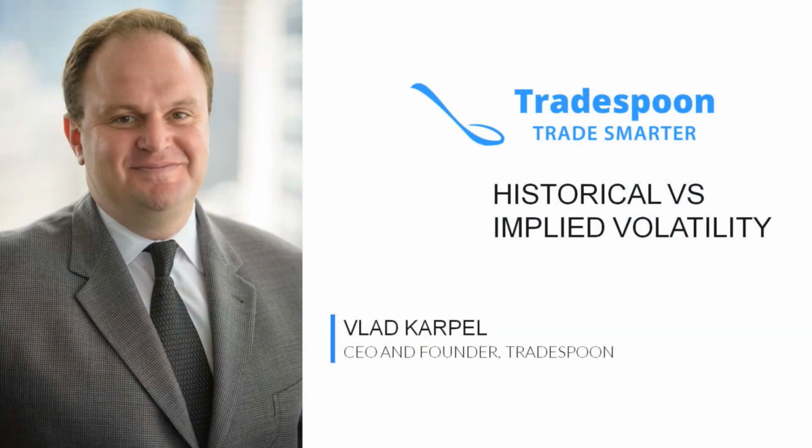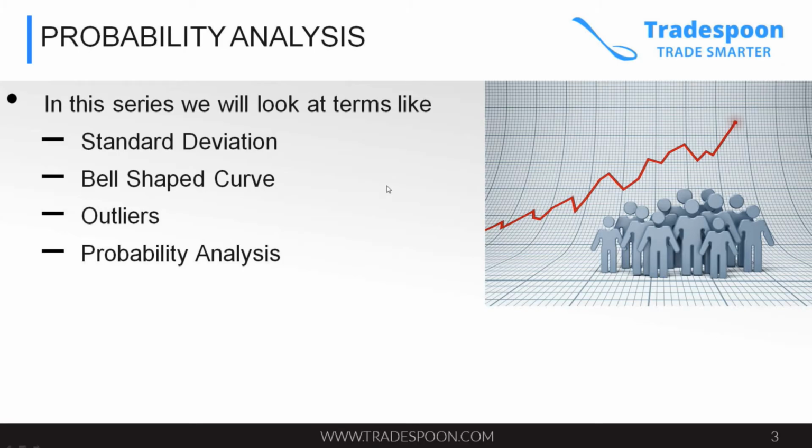And at TradeSpoon, we build a lot of technology to help self-directed investors. All of our technology and all our predictive analytics are based on statistical analysis. So let's look at implied volatility versus historical volatility and why it's important for statistical analysis. In this presentation, we will look at key terms like standard deviation, bell-shaped curve, outliers, and probability analysis. I just wanted to go back to our statistics class and make sure you understand the basic concepts of statistics.